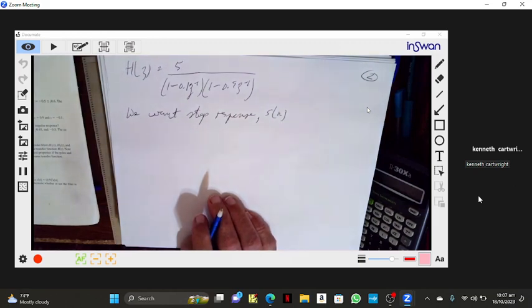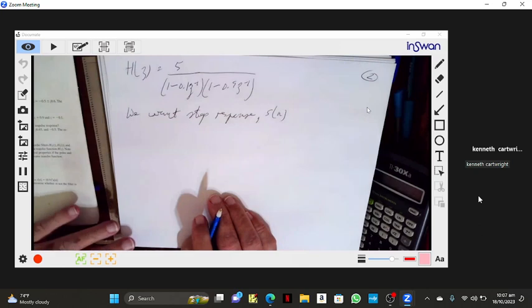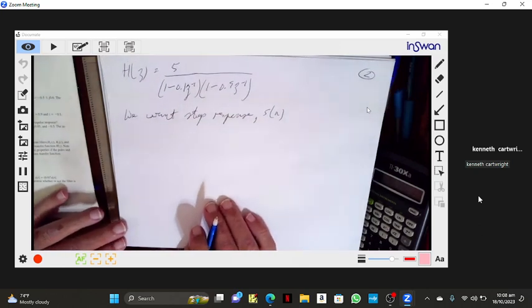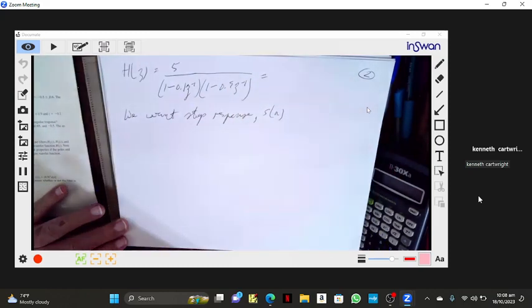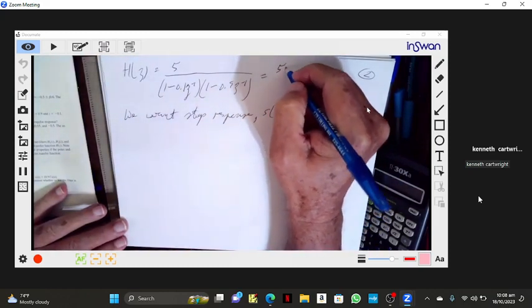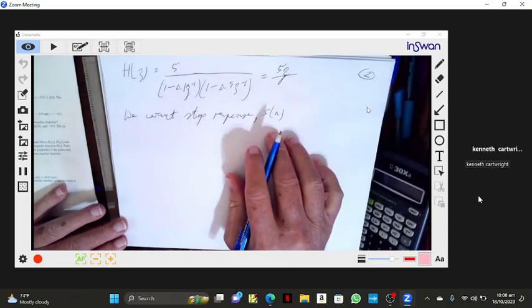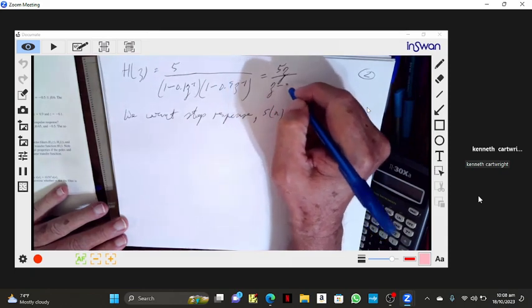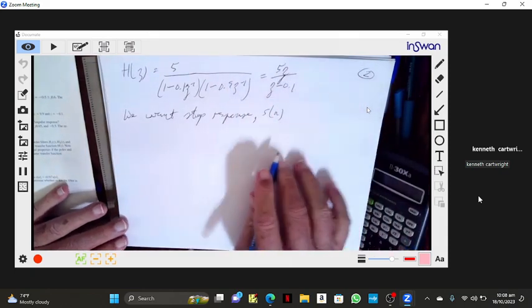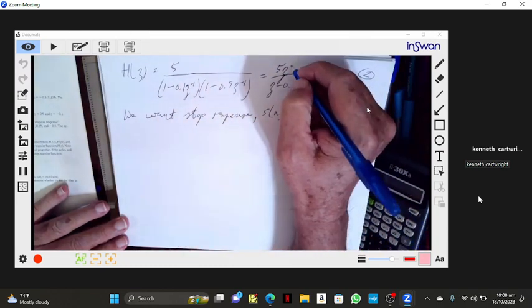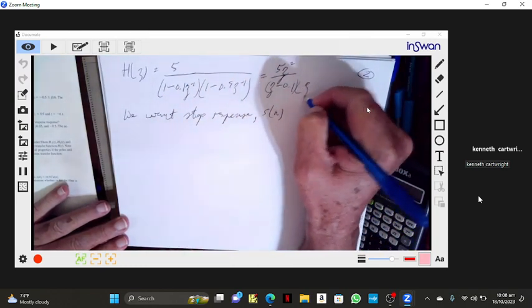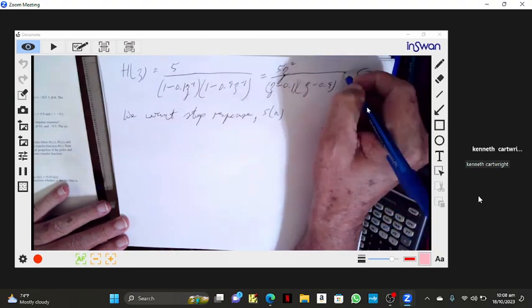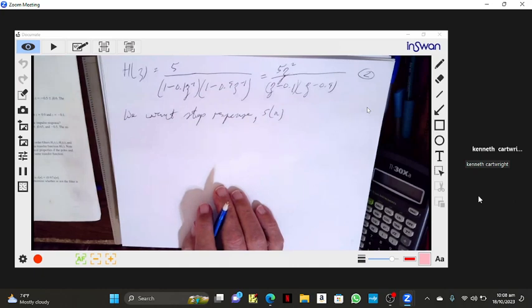We want to put H of Z in standard form. That's the first thing we need to do. Put H of Z in standard form. All right, first of all, multiplying top and bottom by z. Okay. And then we multiply by z again. Yeah, so now it's in standard form. Now what?